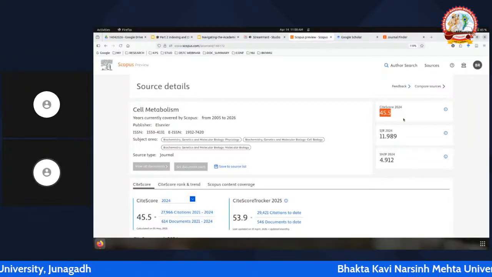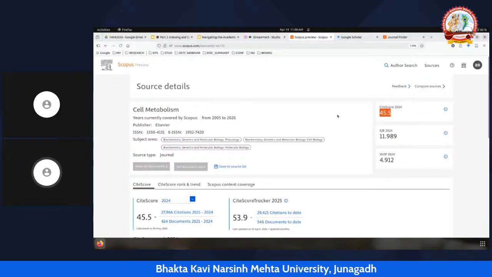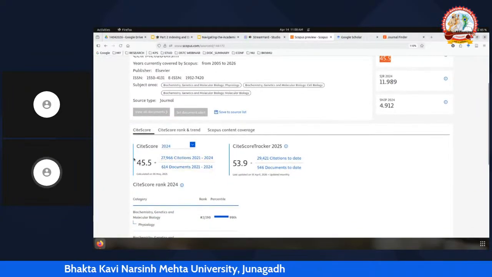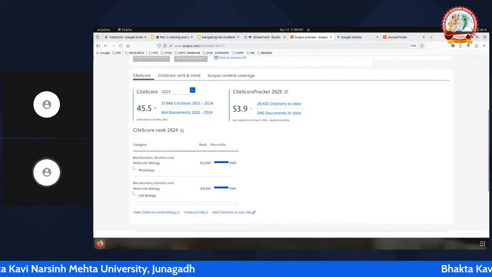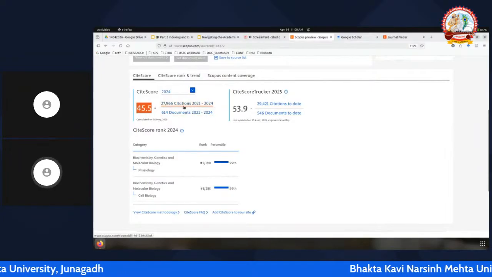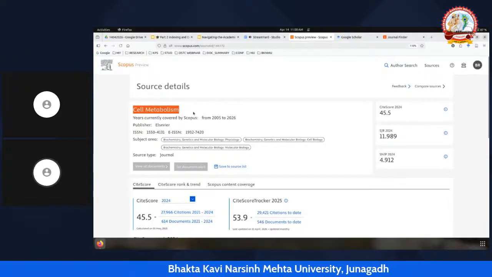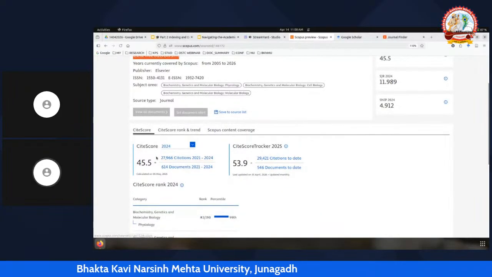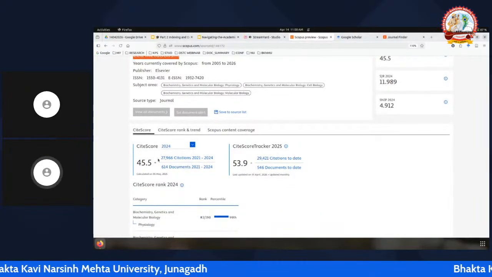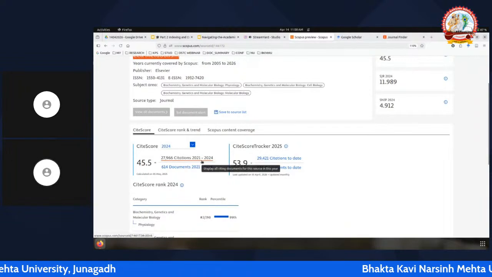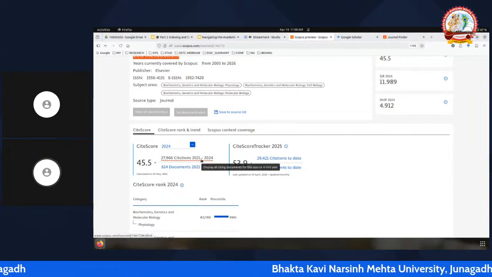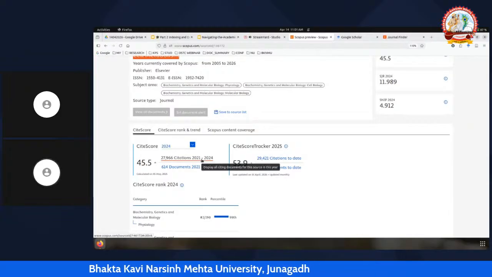These all publications are covered in the last 4 years. You can calculate over here. We have the information 45.5. So total citations available with this journal Cell Metabolism have 27966 citations from 2021 to 2024. That is 21, 22, 23, and 24. We have a 4 year gap. They use a span of 4 years.